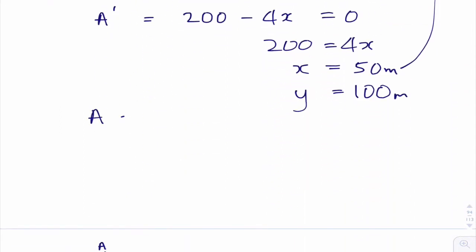Again, the question might say, what is the maximum possible area? So in this case, we're talking about meters.